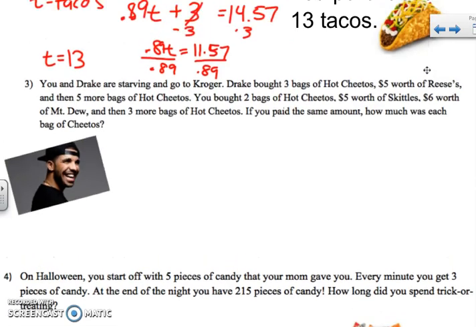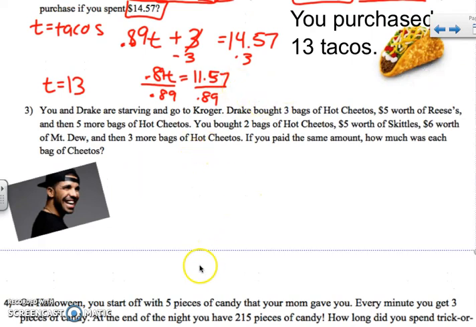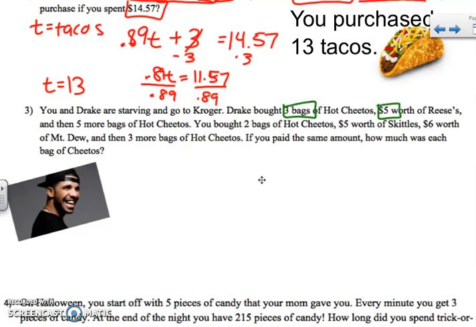So notice we don't have a total like in our previous problems. I've got two scenarios. I have Drake and then I have you, and you're buying food from Kroger. So what you need to do in this case, first you need to box your numbers. So 3 bags of Cheetos, $5 of Reese's, 5 more bags, 2 bags of Cheetos, $5 of Skittles, $6 of Mountain Dew, 3 more bags. Okay, question is, how much was each bag of Cheetos? So I only care about the Cheetos. So I'm going to say C is Cheetos.